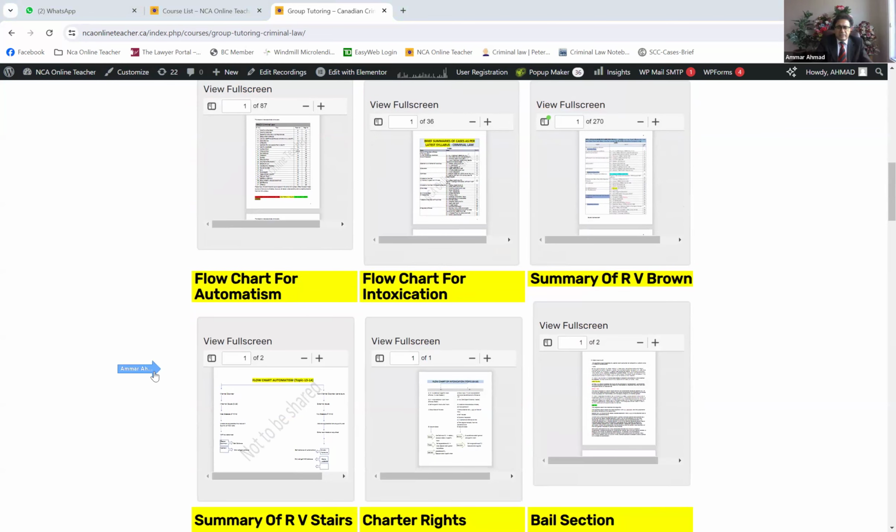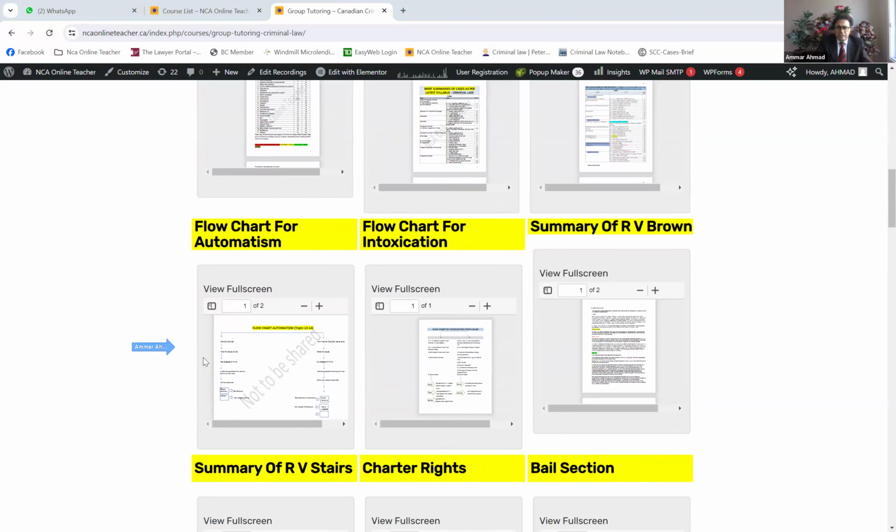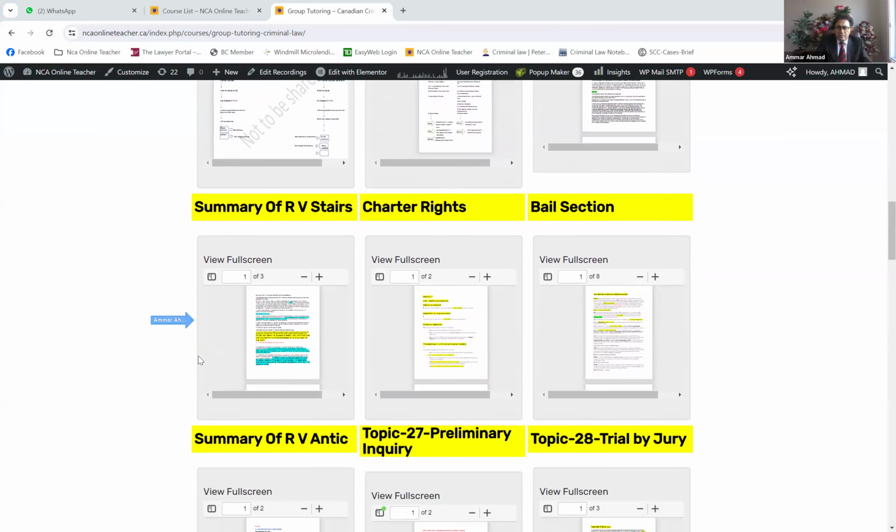Then I have certain flow charts. This flow chart is for automatism, which is a defense. This flow chart is for intoxication, which is another defense. This case is R v. Brown, for the intoxication defense. This is a brief summary of that. Some of the cases which I find helpful and important, I have given summaries of.